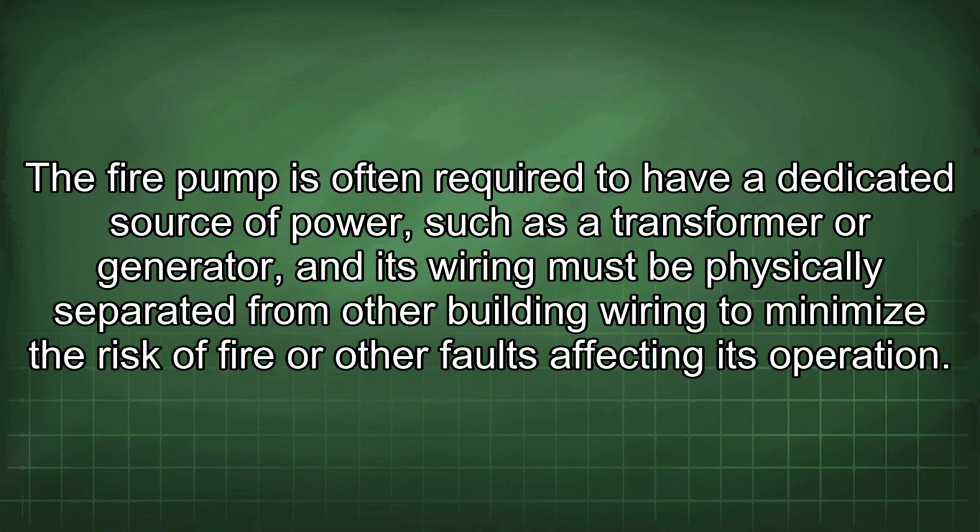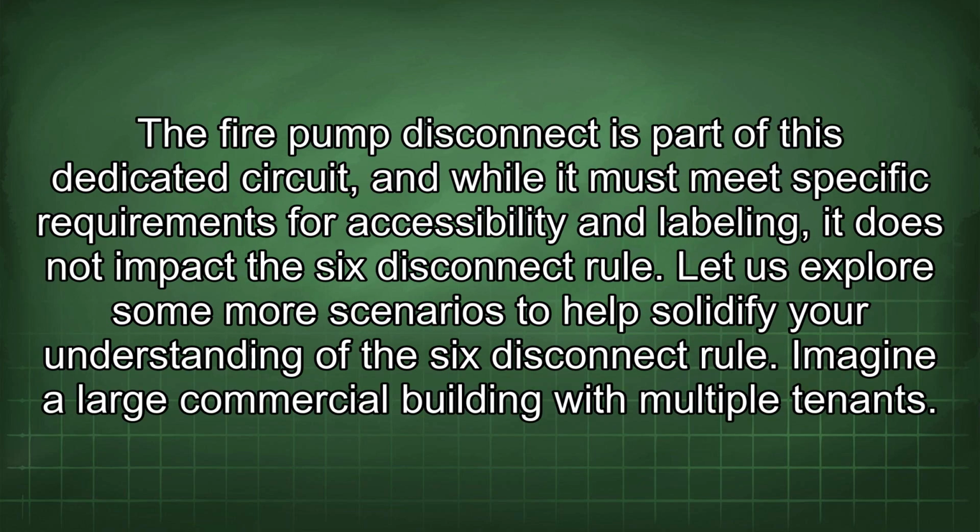The fire pump is often required to have a dedicated source of power, such as a transformer or generator, and its wiring must be physically separated from other building wiring to minimize the risk of fire or other faults affecting its operation. The fire pump disconnect is part of this dedicated circuit, and while it must meet specific requirements for accessibility and labeling, it does not impact the 6 disconnect rule. Let us explore some more scenarios to help solidify your understanding of the 6 disconnect rule.